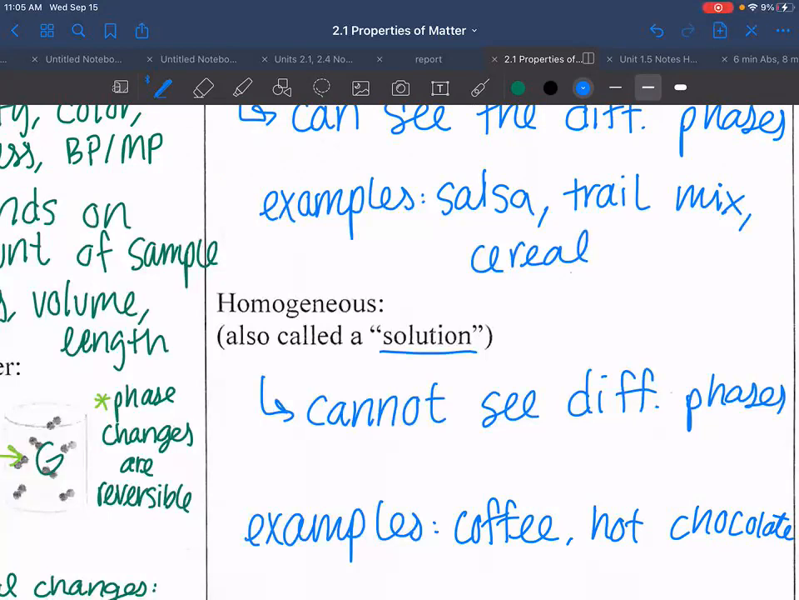Any questions on mixtures? Sounds like you guys have a pretty good idea. All right, let's talk about substances.